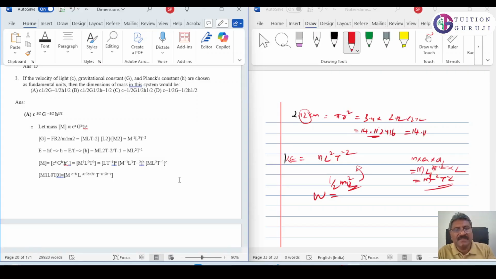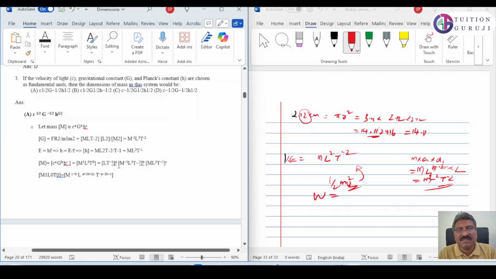Velocity of light, gravitational constant G, and Planck's constant H are chosen as the fundamental units. Now we are taking three fundamental units: one is velocity of light C, second is gravitational constant G, third is Planck constant H. If these are taken as the fundamental quantities, then the dimensions of the mass in the system would be... That's what the question is.